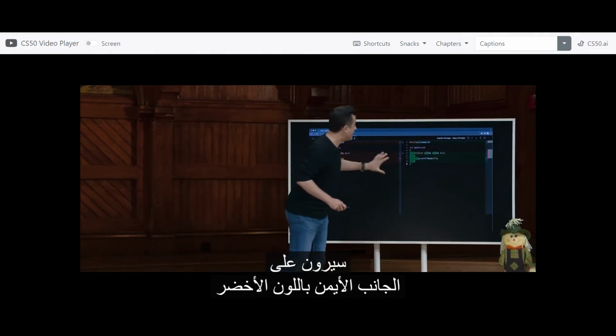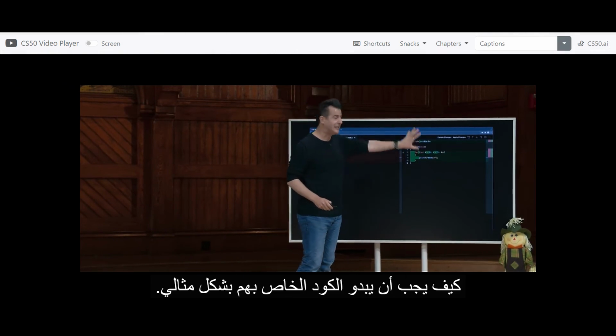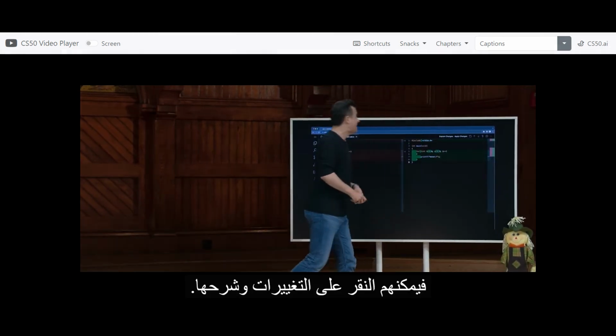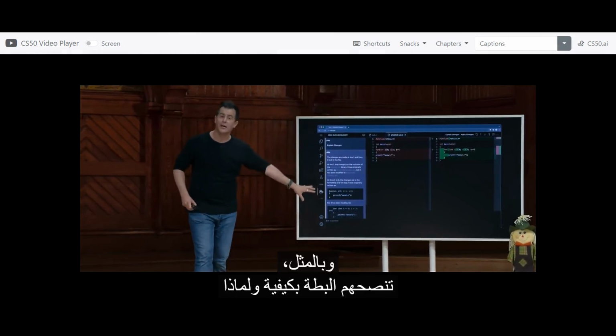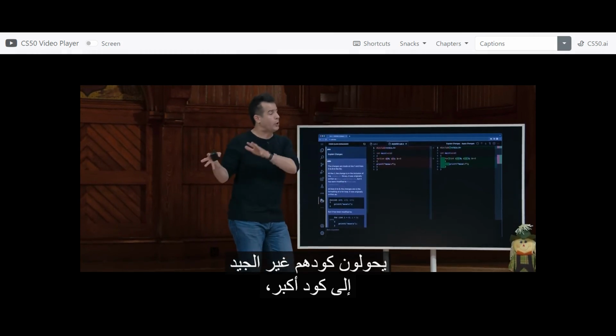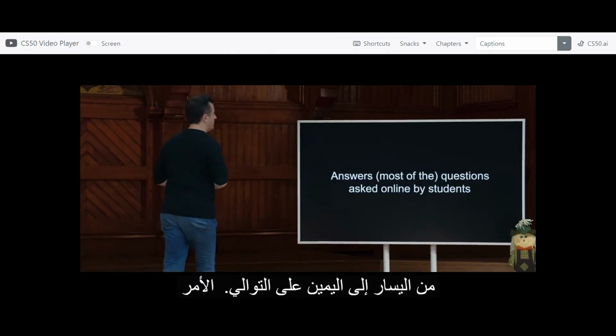They'll see at the right-hand side in green how their code should ideally look, and if they're not quite sure what those changes are or why, they can click on Explain Changes, and similarly, the Duck advises them on how and why to turn their not great code into greater code from left to right, respectively.